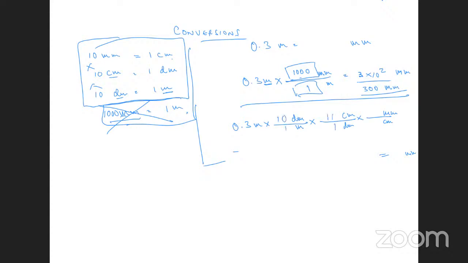110, 110. These are the ratios you can see there, right? So 10 times 10 times 10 means 1000. That's how you arrive at that. You still get 300 millimeters or 3 times 10 to the power 2 millimeters.